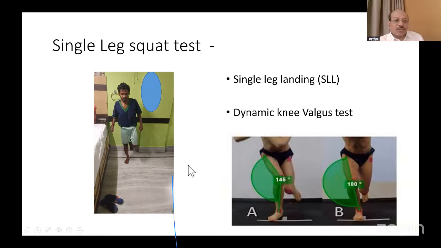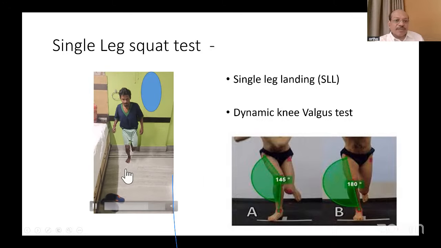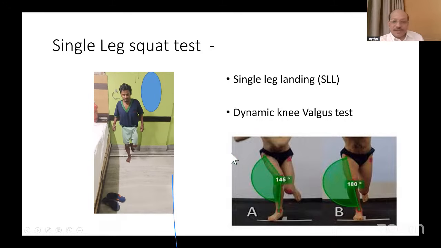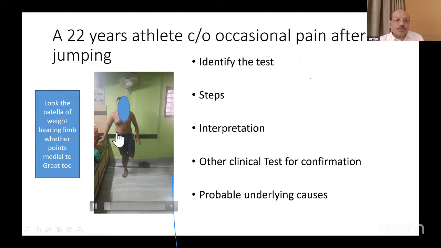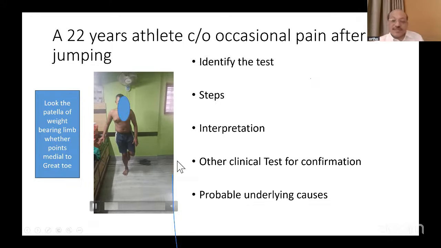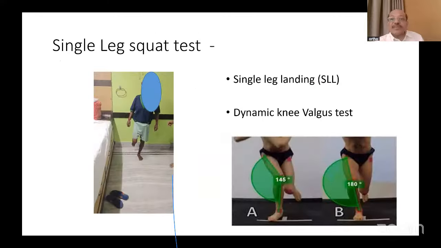Check this. See, the direction of the patella is towards the great toe. Whereas check this one. This is the patient. See, the knee is going to become valgus once the patient flexes and extends. So basically, it's a dynamic knee valgus test.